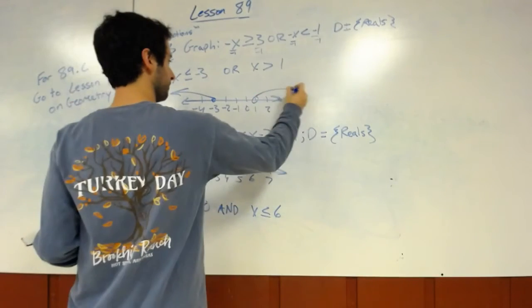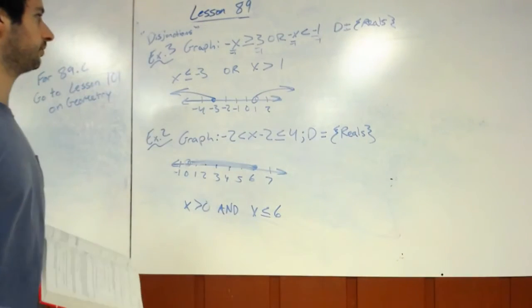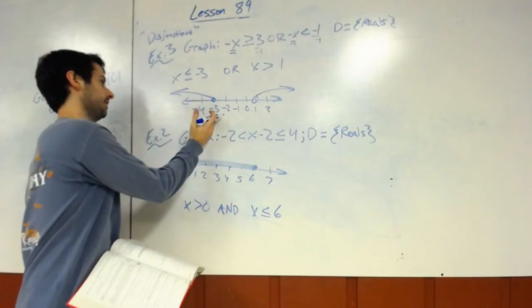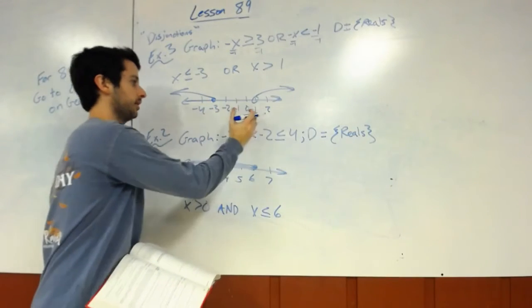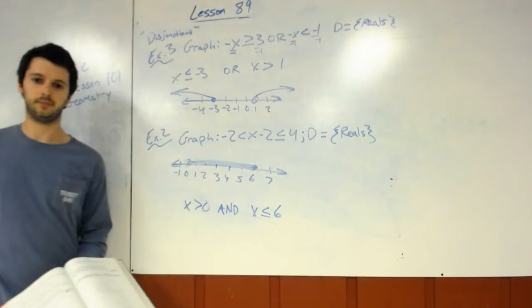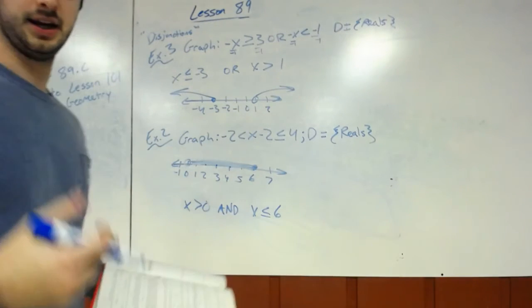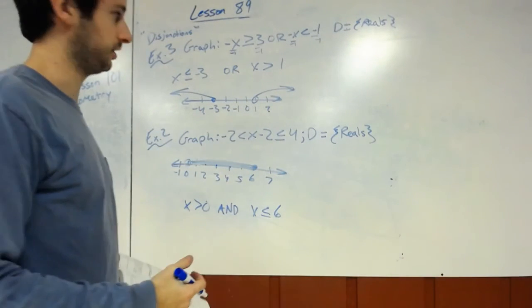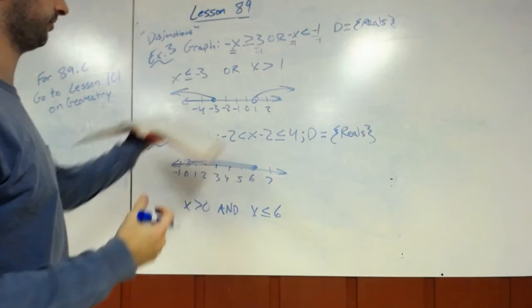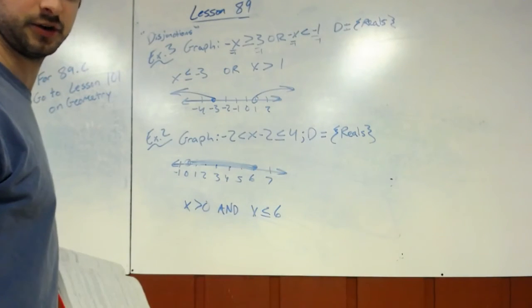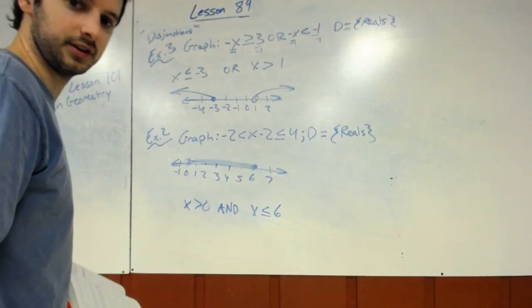Greater than would be shading this way. So my domain would consist of any numbers negative 3 and under, or any numbers after positive 1, but nothing in between negative 3 and 1. And that's how I graph a disjunction. You're really just following along what it's telling you to graph. And that is the end of lesson 89.